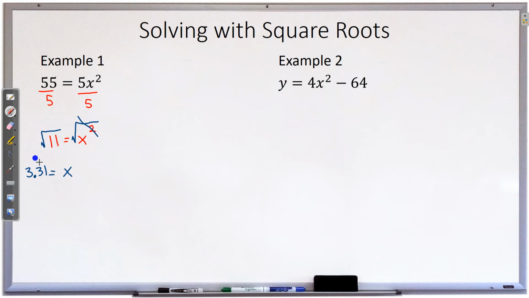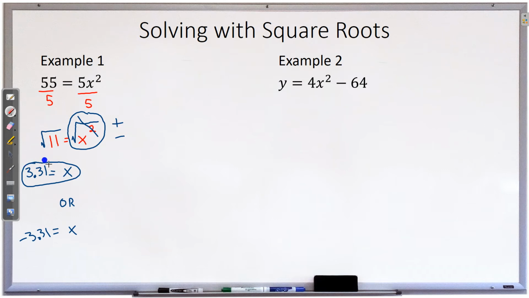Now, here is the tricky part about this. That is not our only answer. In this case, it could also be -3.31, because anytime you cancel out a square with a square root, you should get two answers. One of them is positive and one of them is negative. Think about it real quick.